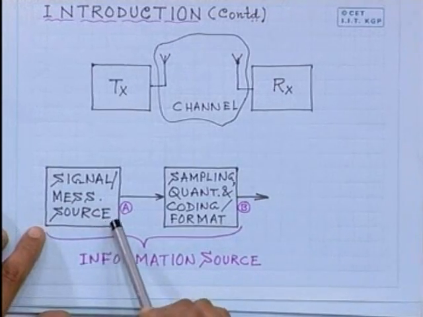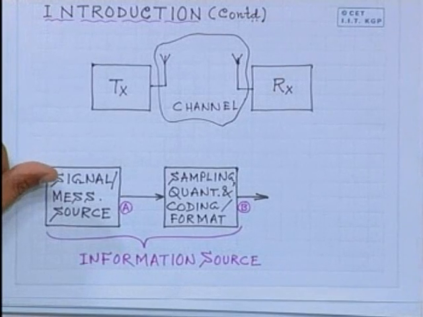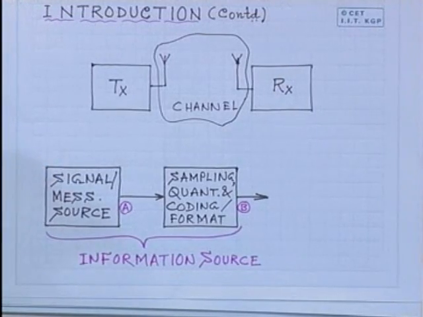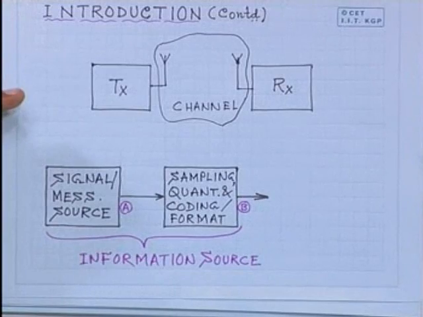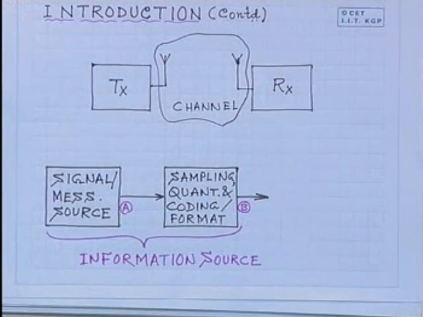The first block I am calling a signal or message source. Okay. Signal in our context is known to be the electrical manifestation of a desired physical parameter. Okay. You should give me an example of a signal for our context.